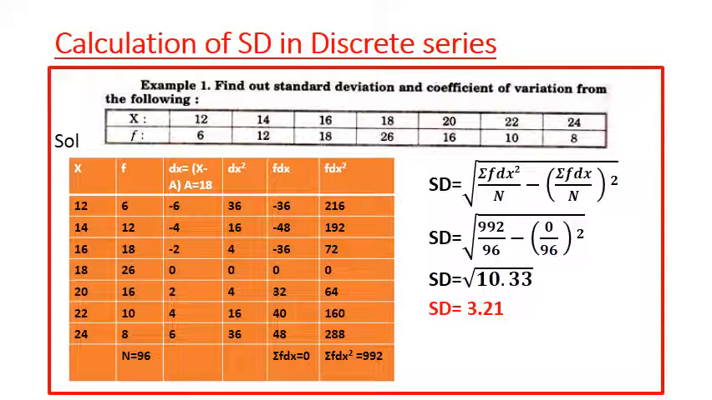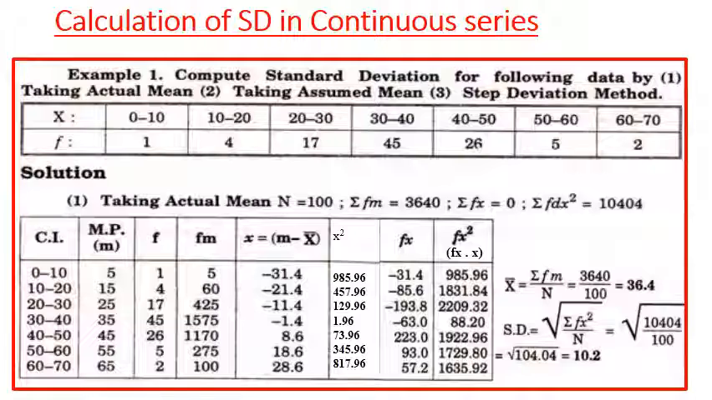Now if you are going to calculate the coefficient of standard deviation, then you have to calculate the mean, and then SD divided by x bar, that is the coefficient of standard deviation. This is how you can calculate the standard deviation in case of this series.